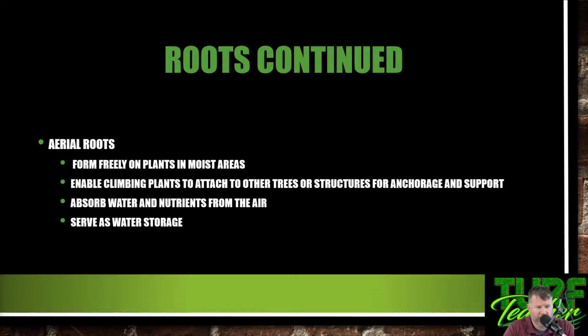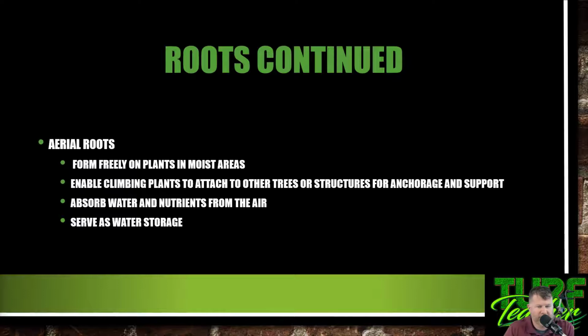Aerial roots form freely on plants in moist areas. There are plants in tropical environments that are not in a soil medium. They are actually exposed, and they're absorbing their materials either from the host plant or from the air itself. But they form freely on plants in moist areas. They enable climbing plants to attach to other trees or structures for anchorage and support. They absorb water and nutrients from the air, and they do serve as water storage for the plants.